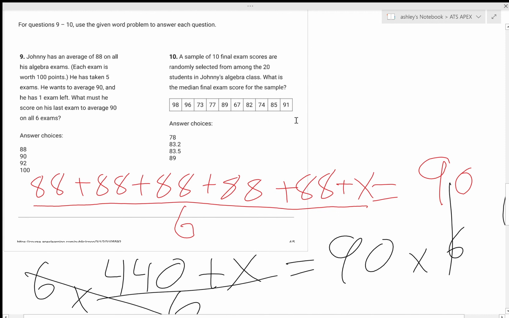Oh, this is just a median question. So go ahead, line these up and find the median from there.